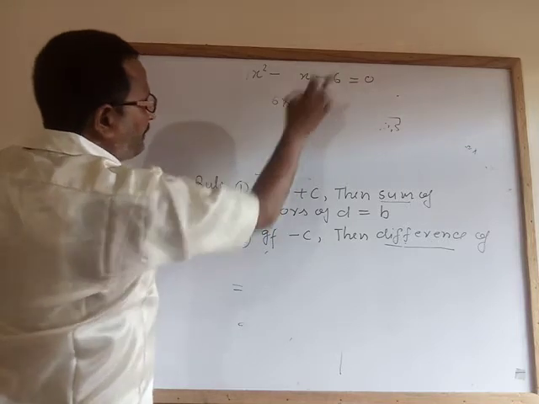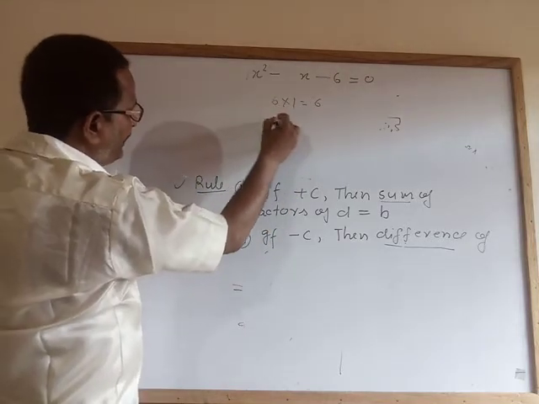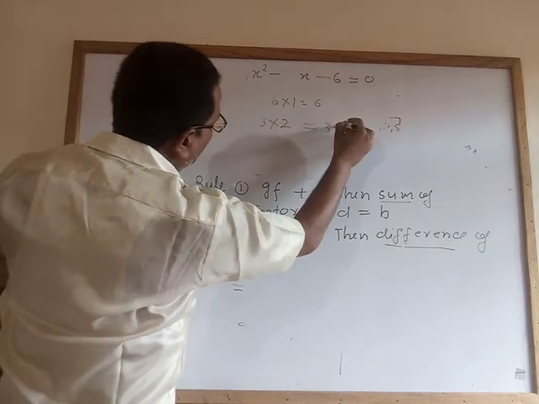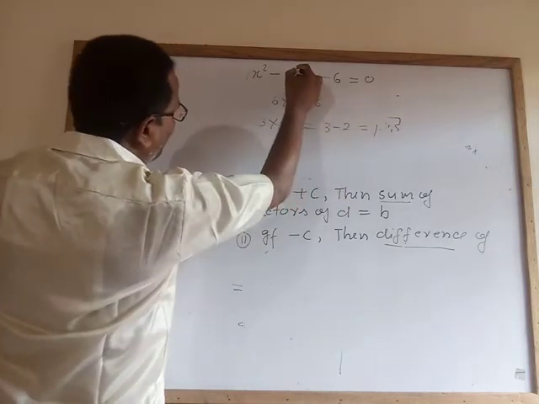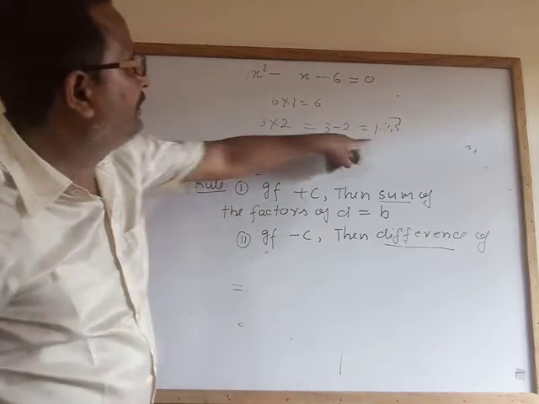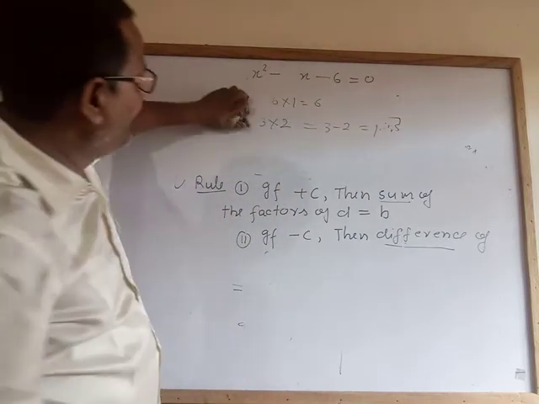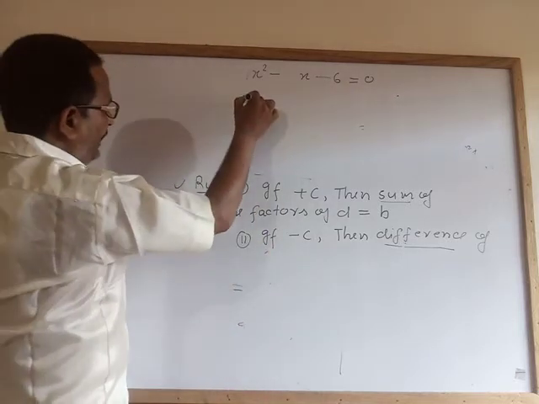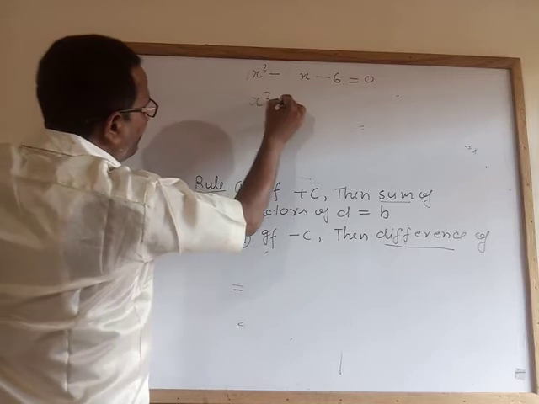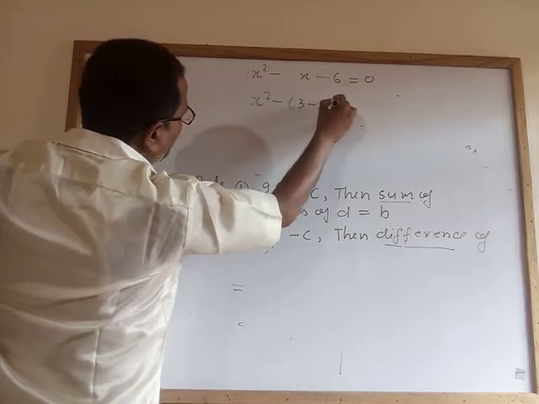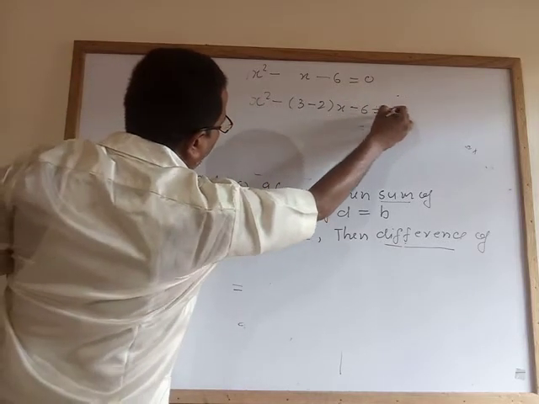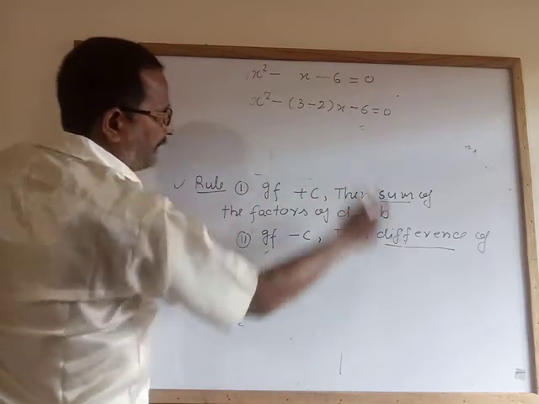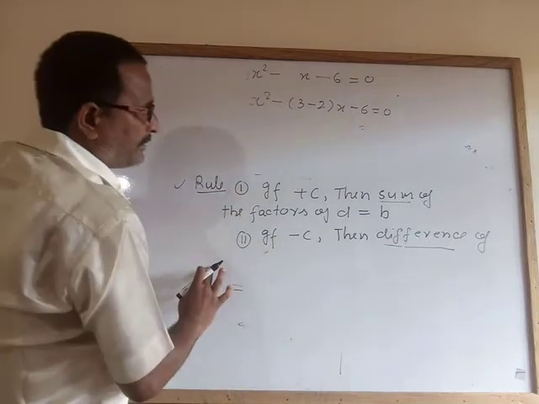Factors of 6: 3 into 2, and their difference is 3 minus 2, which is equal to 1. And 1 is the coefficient of x, so you can factorize that one. See that? x square minus 3 minus 2x minus 6 is equal to 0. 3 minus 2 is 1, 3 into 2 is 6. In front of c, the difference of the factors.